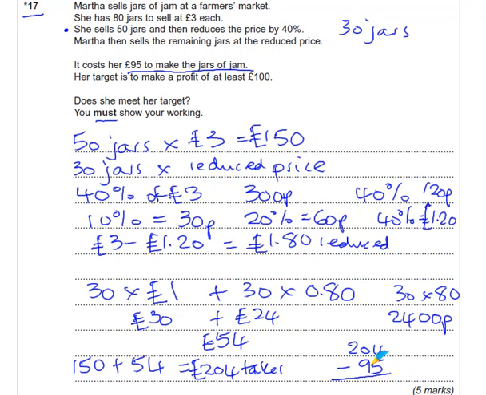Okay, we can do that. If we take away 100 and then add £5 back on, the answer is £109. That's a profit. Okay, so yes, she does meet her target.